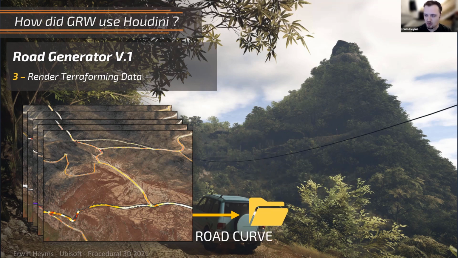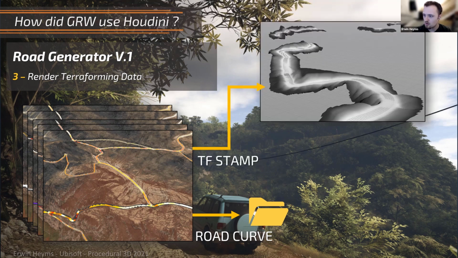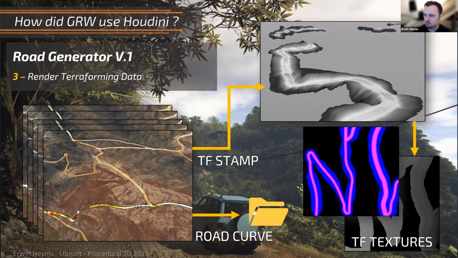So all this data was then output to road curves, so the entire world network of roads was output to a single file. And next to that, we could take that and per tile also turn into a terraforming stamp, which we could then render out into terraforming textures. So we have our height map, and then we had a mask, the blue one, and then the pink-green channel actually was used for material values.